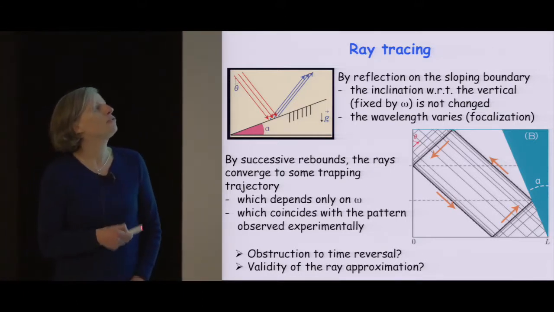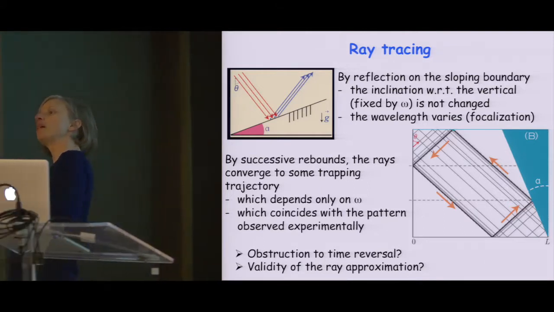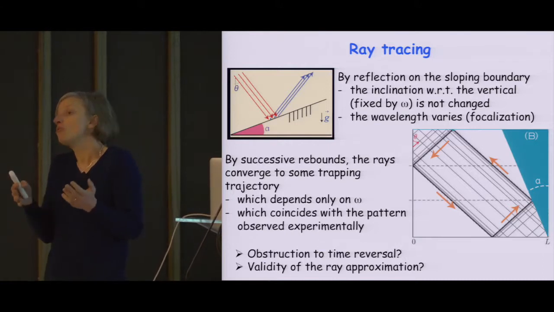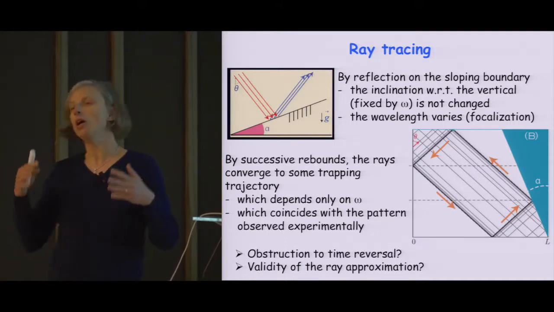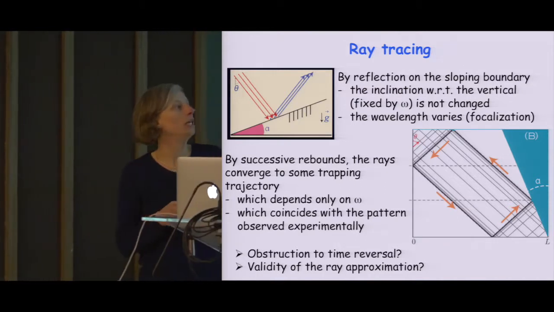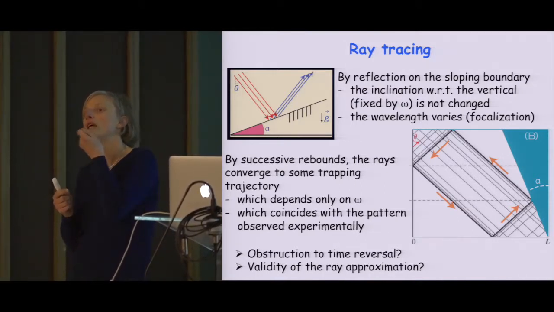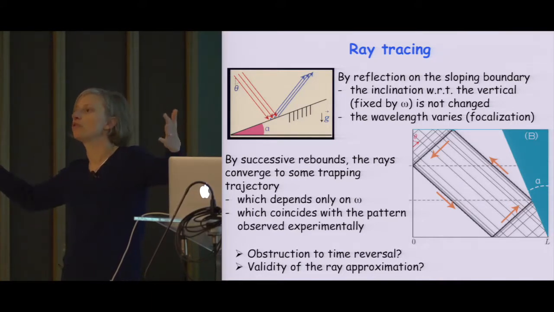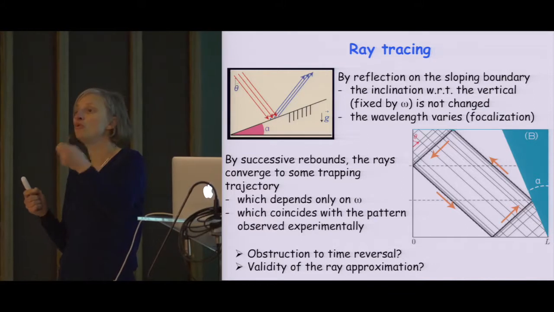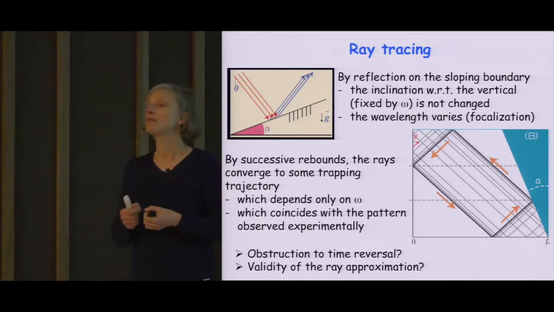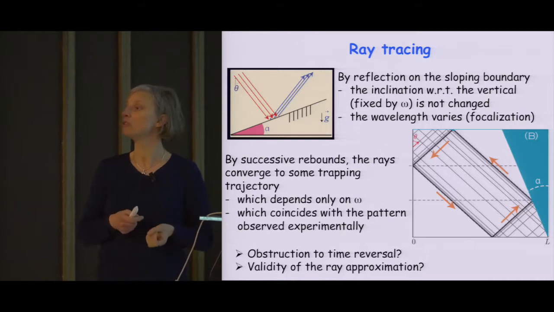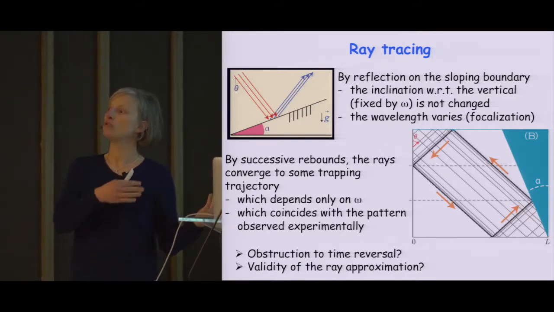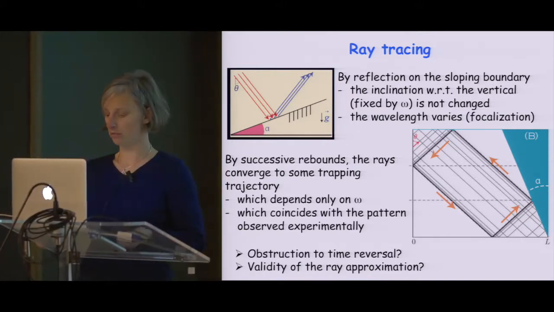And the other thing is that using this geometric ray tracing is an approximation, and there is no reason why this approximation should be valid. Typically, for the WKB approximation, I don't know how you call it, the main assumption is that you have a scale separation between the wavelengths and the typical size of the domain. But here, this is not the case. If you are looking at the forcing, the typical wavelength is of the same size as the size of the domain. So there is no reason why this geometric approximation should be valid. So these are really two important problems with this explanation with ray tracing.